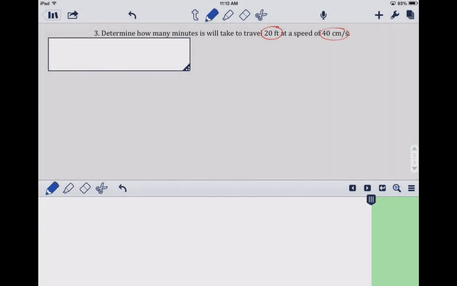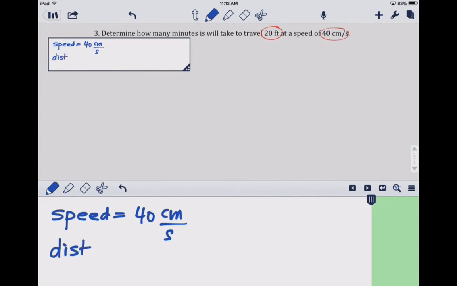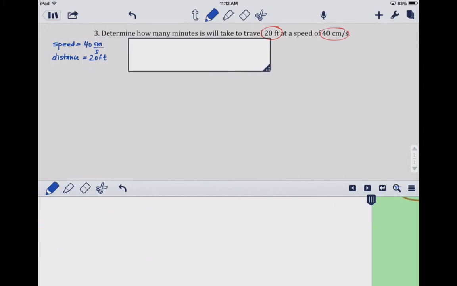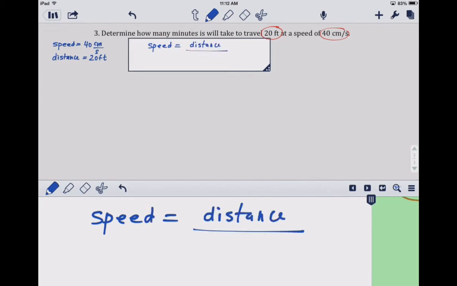So we are told that our speed is 40 centimeters per second, and the distance is 20 feet. So in a straightforward, perfect world, I would just go directly to this equation. I would say speed equals distance divided by time. And I'd love to just plug in speed and distance and solve for time. In order to do that, I would actually have to solve this equation for time.